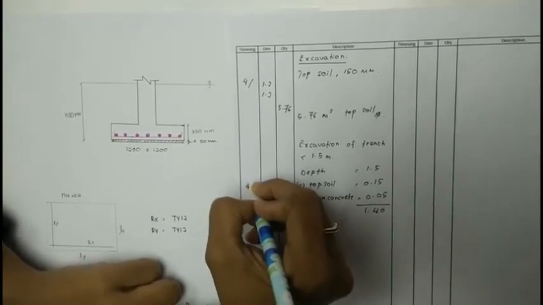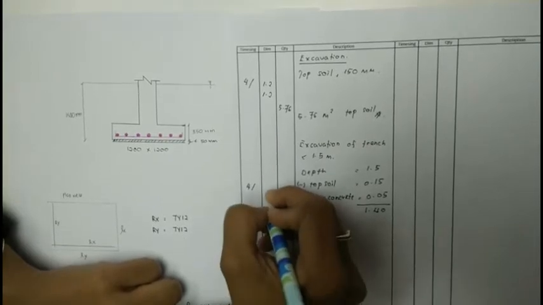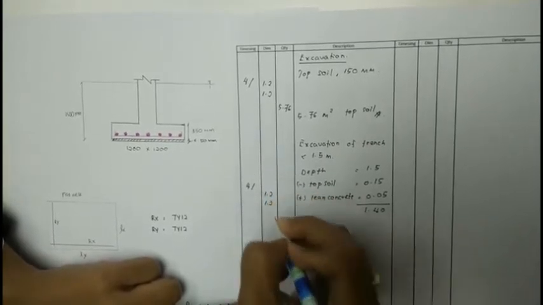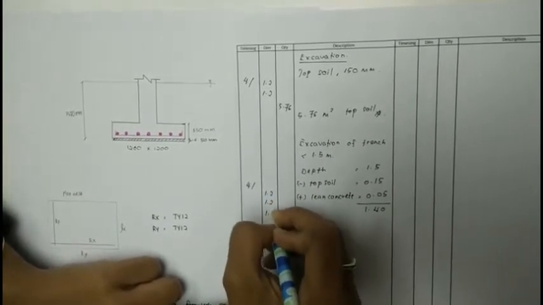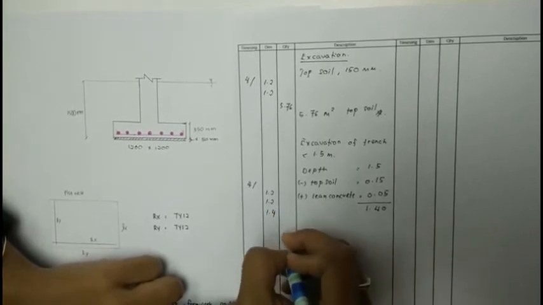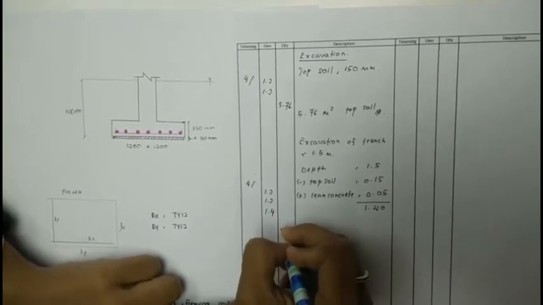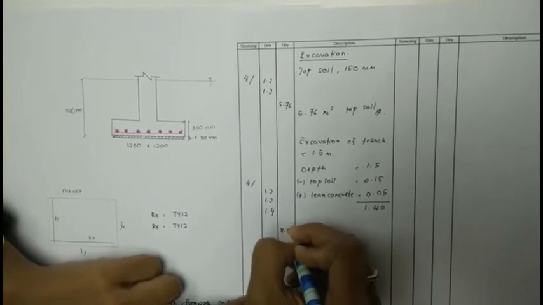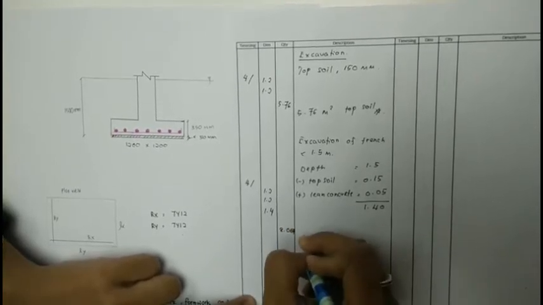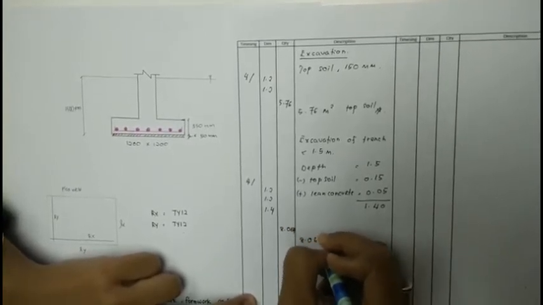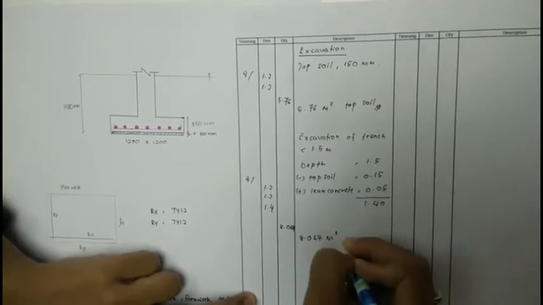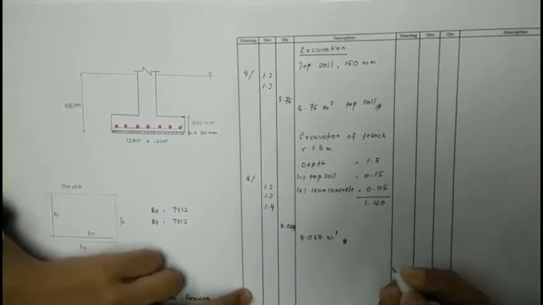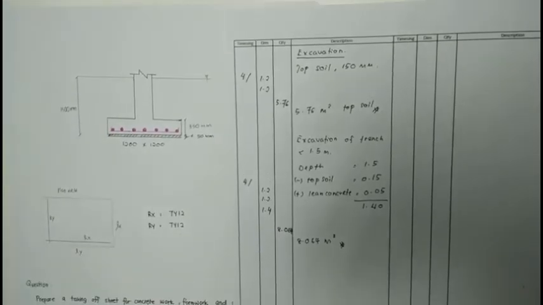There are 4 pad footings, the size of the pad footings, and the depth to excavate. So we get the excavation volume, which is 8.064. We write here again 8.064 meter cube. So we're done for the excavation work.